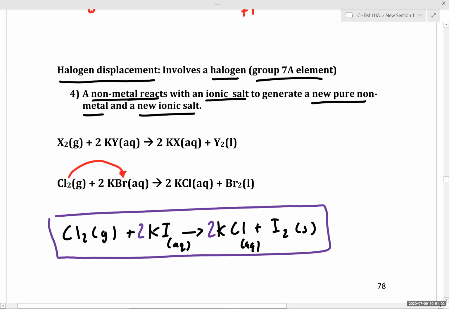Does this example make sense right now? Any questions on this example?